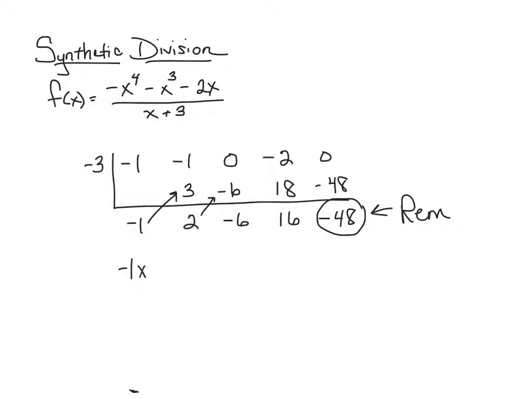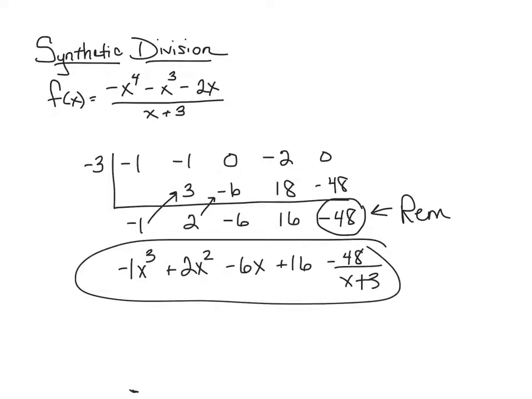For the first one, you always start with one less power than the original problem. If you notice, the original problem had x to the 4th. So we start with x cubed, and then everything else is in descending order. So our 2 would be +2x squared. -6 is -6x, and then 16 is just our constant. And remember, -48 represents our remainder, so we will write it -48 over the divisor, which is x plus 3. This is our final answer.